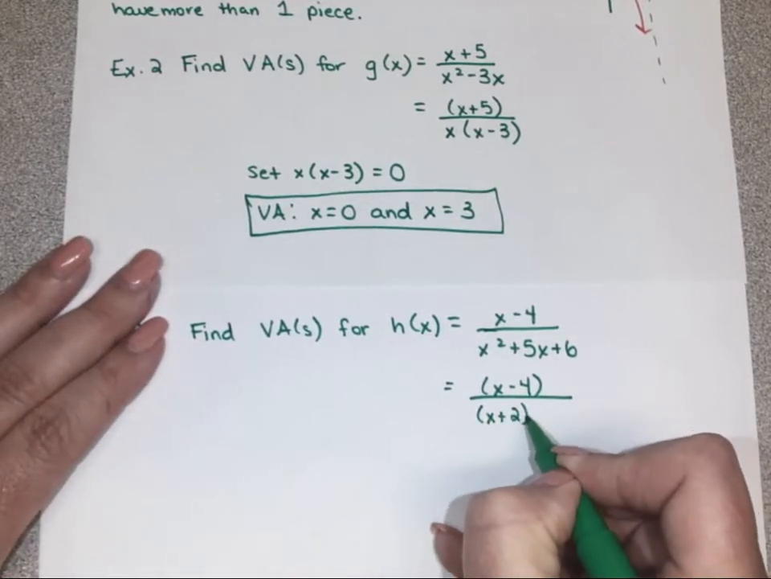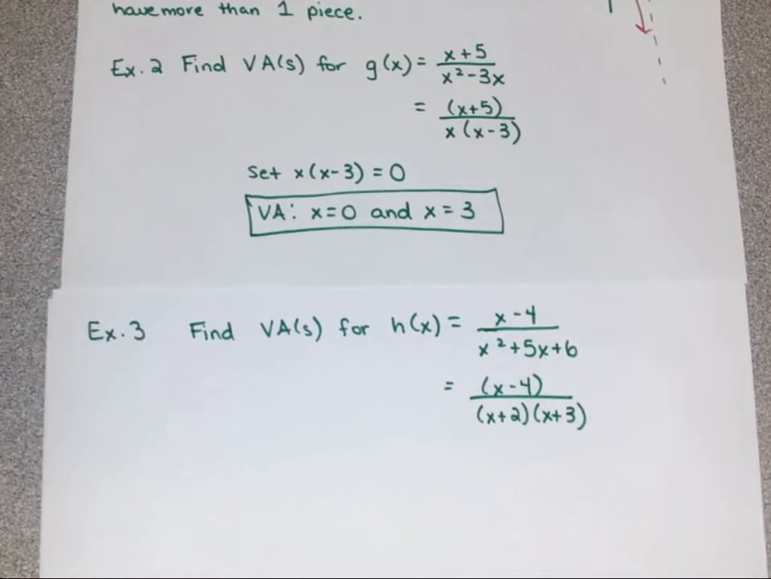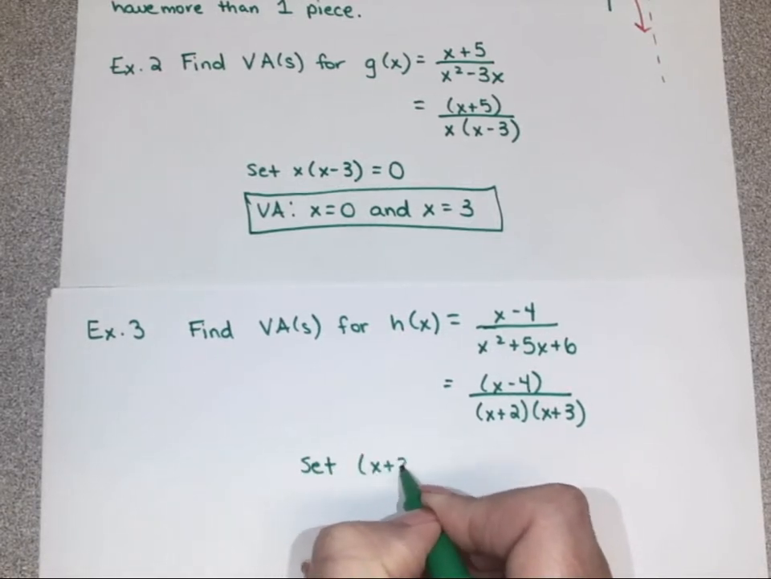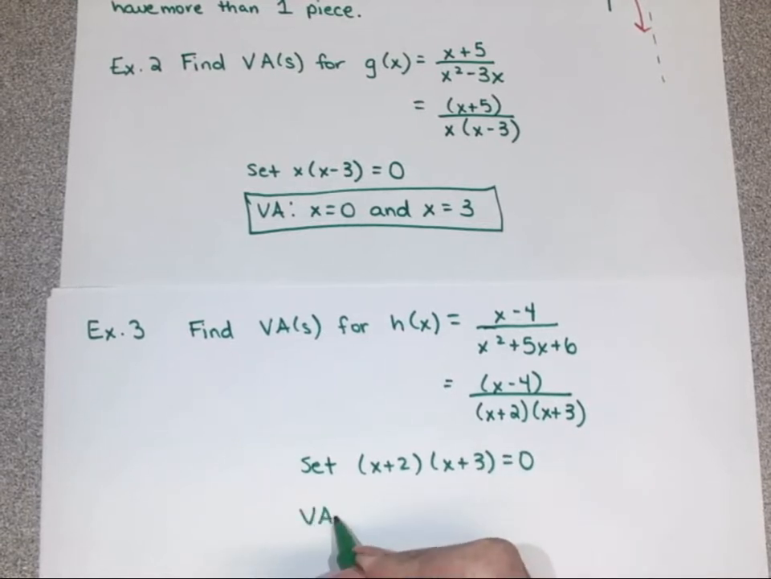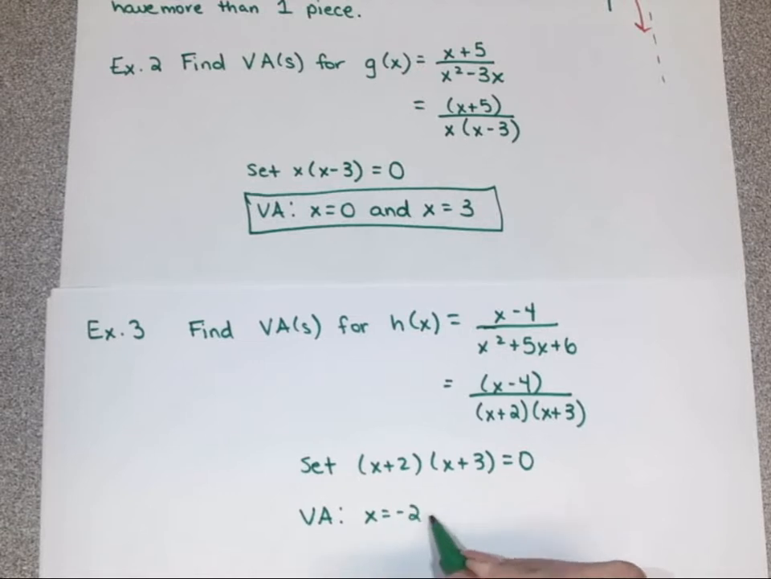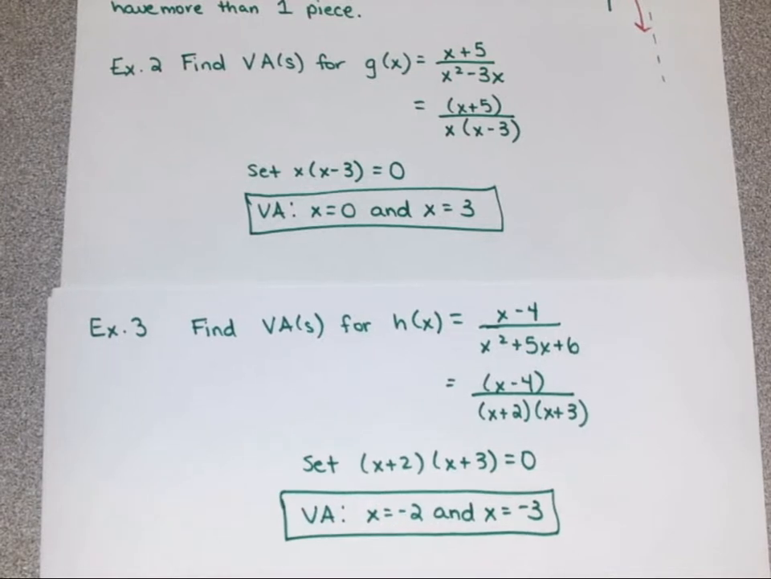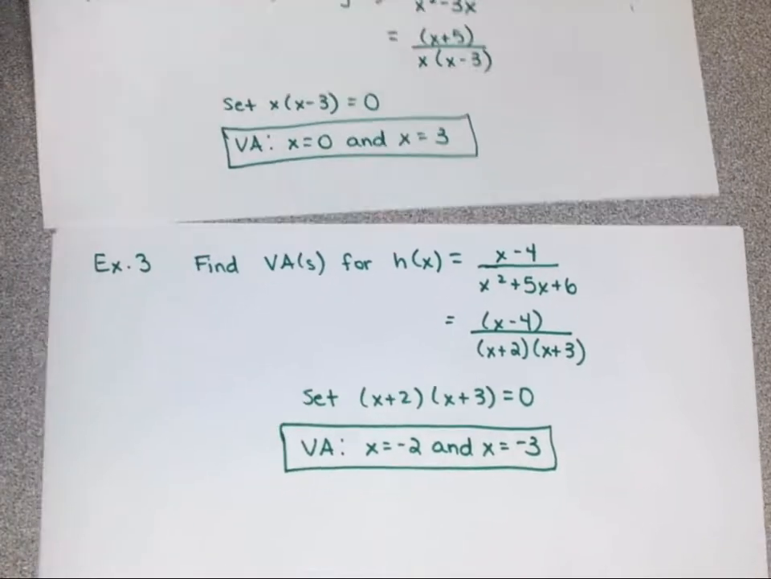3 and 2, right? So this is what this one factors into. Again, notice there's nothing that can be done simplification-wise, nothing cancels out. So then you're going to set that denominator equal to 0. Your vertical asymptotes are going to be at x equals -2 and at x equals -3. If you need to show the step where you set x plus 2 equal to 0 and subtract 2 from both sides, and then x plus 3 equal to 0 and subtract 3 from both sides, then you can feel free to do that too.